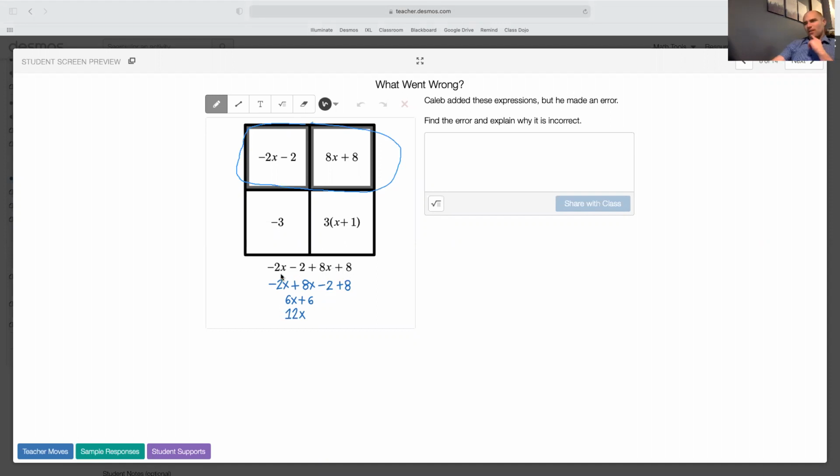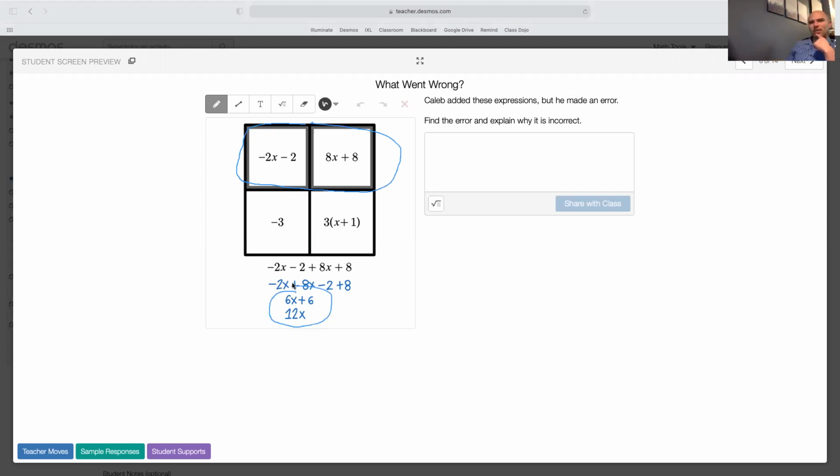All right, let's look at his work. Okay, so he shifted things around. He rewrote the -2x and then put the plus 8x next, and then the -2 after that, and then the plus 8. That part works well. I don't see any errors there. And then -2x plus 8x is +6x. -2 plus 8 is +6. So far, so good. Oh, here it is.